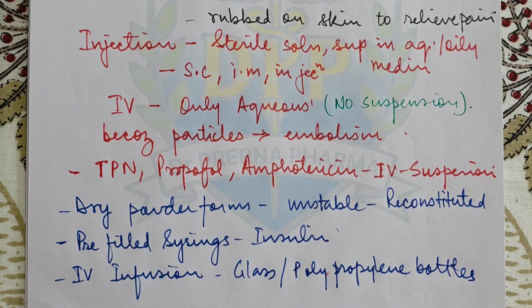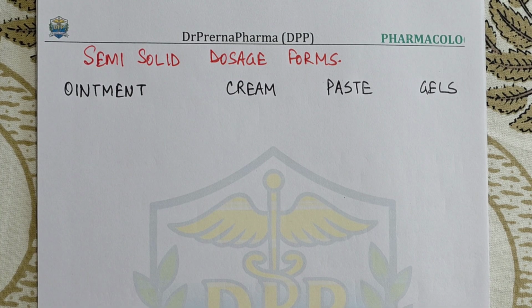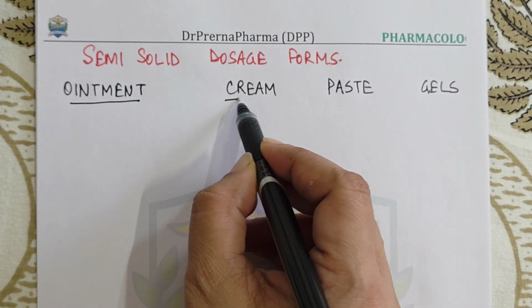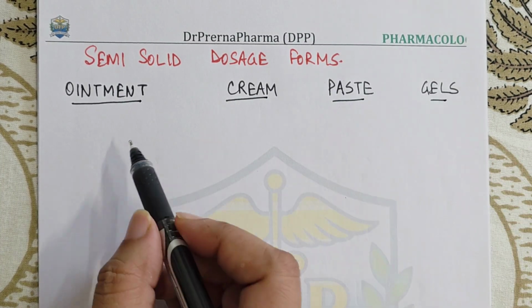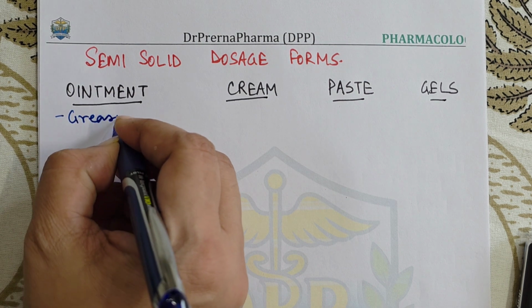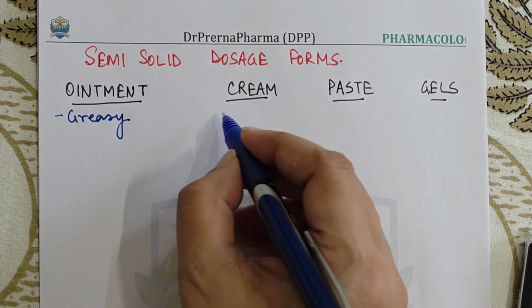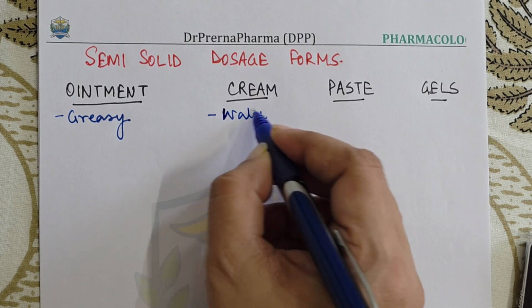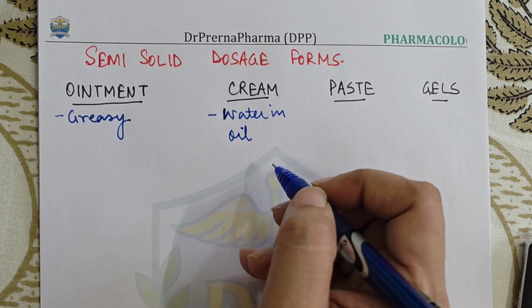They are liquid dosage forms. Coming to the next dosage form, that is called a semi-solid dosage form. In this we have four types: ointment, cream, paste and gel. Now understand the difference between all of them. Ointment is very important to understand. Ointment is greasy. Cream is basically a water-in-oil base, so it is not so greasy, right?